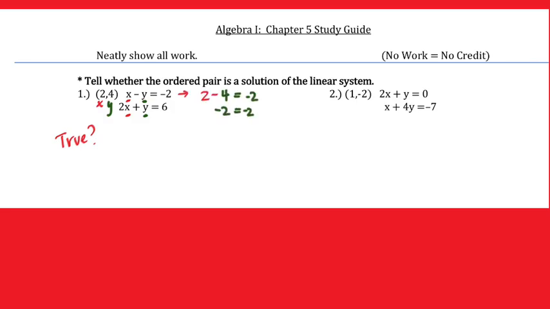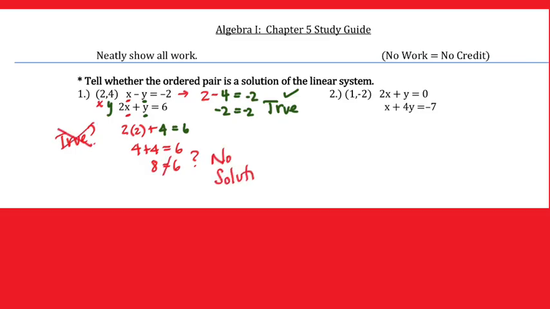So we substitute in to see, and -2 equals -2, so we know that point is on the first line. On the second line, we check it. We get 2 times 2 plus 4 equals 6, and we know that's not going to be true, so that point is not on that line. Therefore, it cannot be a shared solution for the two of them.